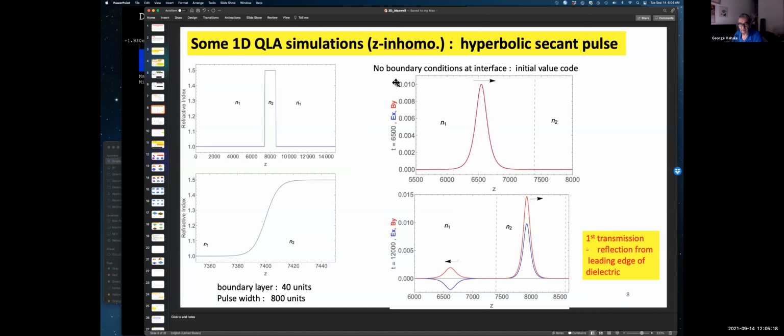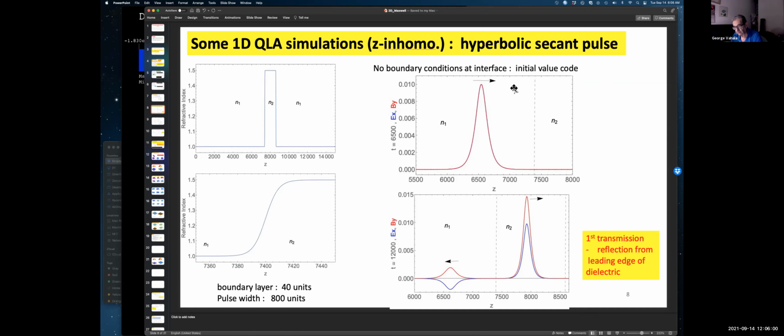So here are some results. This is looking at propagation in the z direction. We've done various pulses. This is for a hyperbolic secant pulse. We're looking at vacuum into a refractive medium N2, which peaks at 1.5, and back to vacuum. It's a sharp interface, but continuous. The boundary layer is 40 units. The pulse width is 800 lattice units. So initially, as you're propagating the pulse in our units, the E_x and B_y fields are equal, so they're superimposed.